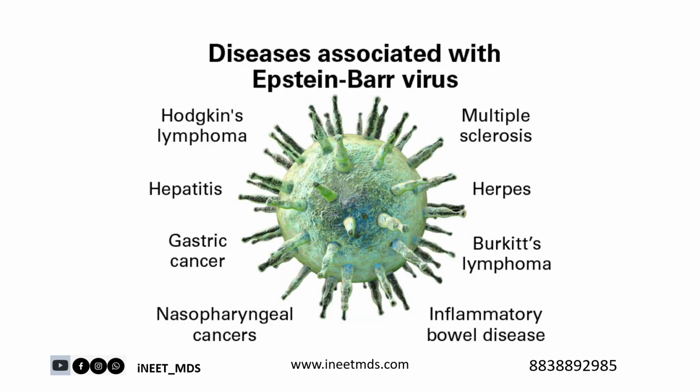Apart from infectious mononucleosis, Epstein-Barr virus is also attributed to some other diseases like Hodgkin's lymphoma, hepatitis, gastric cancer, nasopharyngeal cancer, inflammatory bowel disease, Burkitt lymphoma, all the other herpes lesions as well, and multiple sclerosis. It is not proven, but it is said that Epstein-Barr virus is associated with all these lesions. Even if you don't remember all the lesions, you should at least remember the three things.